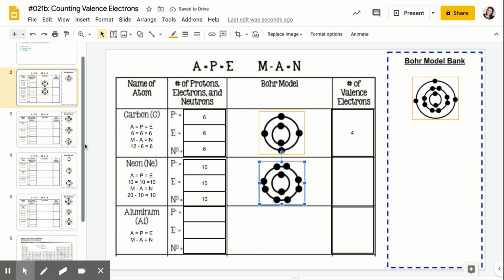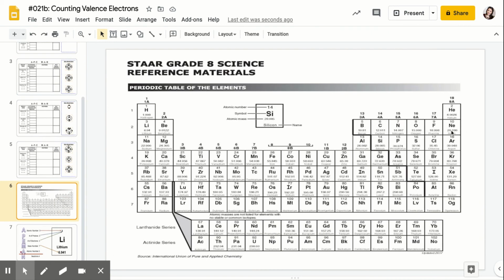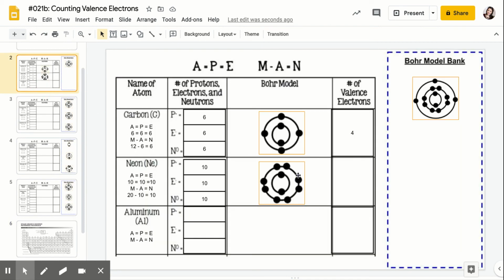And then we can double check by looking at our periodic table and seeing, oh, neon is in group 18, so it's going to have 8 valence electrons. So let's double check. 1, 2, 3, 4, 5, 6, 7, 8. Yep, that's correct.